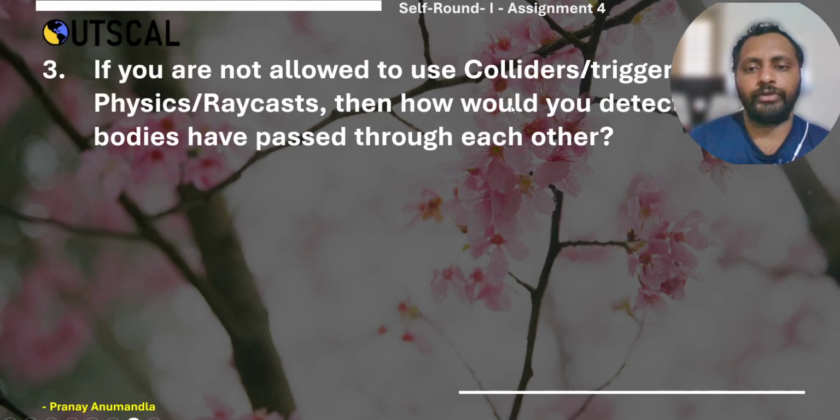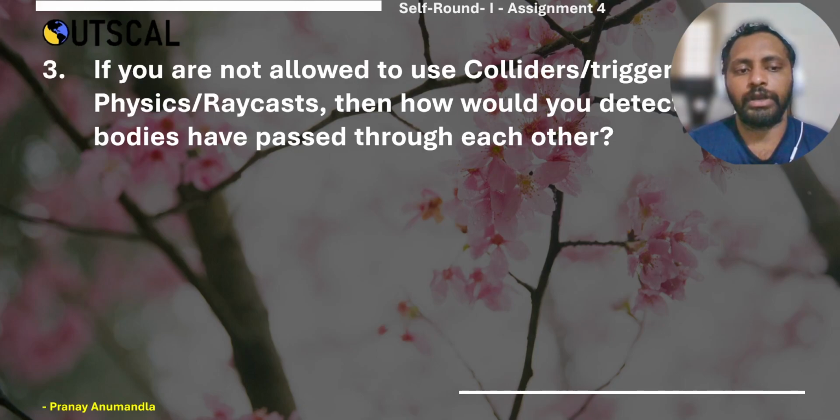If you're not allowed to use colliders, triggers, Unity Physics, or Raycast, then how will you detect two bodies passing through each other? We can detect this by the body's position, that is, the object position. The objects are in a direction, and they may be passing through in the opposite direction or the same direction, depending upon their speed and velocity.